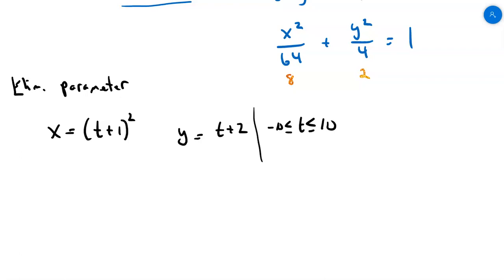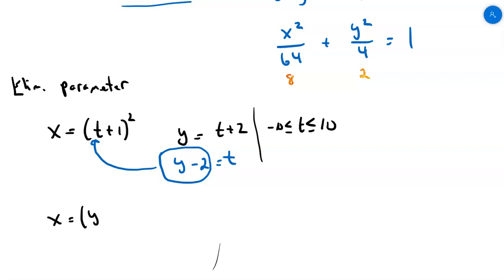I don't have a nice sine squared plus cosine squared equals 1 like I did in the previous example. So maybe I can find a way to fold one graph or one function into the other. It seems like the x one is more complicated, so I'm going to work on my y's. If I subtract a 2 from both sides, I get y minus 2 is equal to t. And then I can take that y minus 2 and I can throw it in here for t, right? So that I get x equals (y minus 2 plus 1) squared, which is x equals (y minus 1) squared. Great. What is it and where does it go?